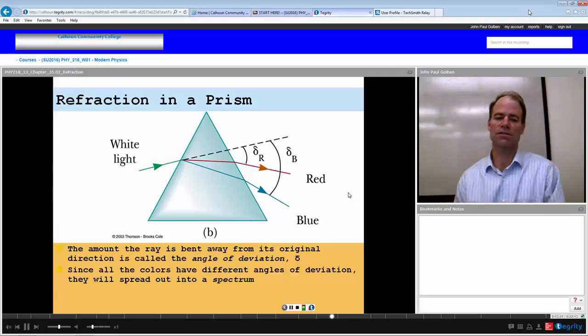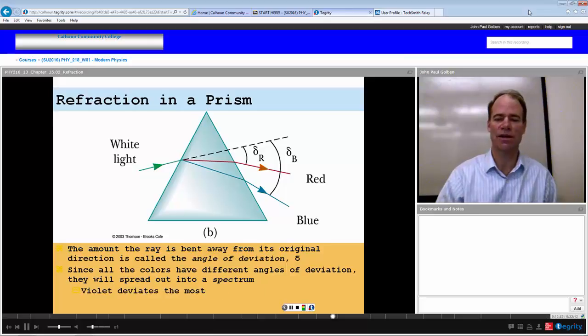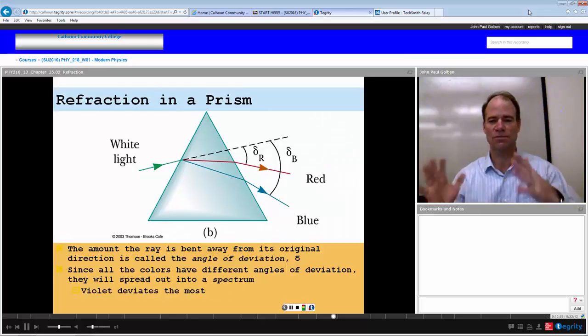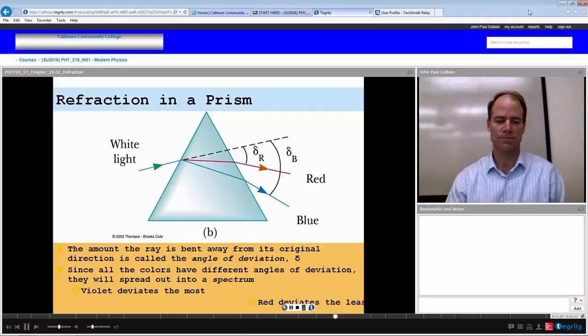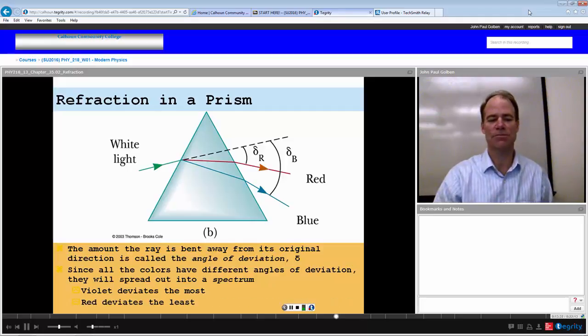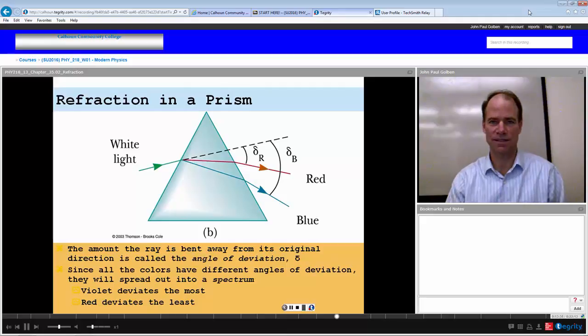Since all the colors have different angles of deviation, they'll spread out into a spectrum, and the prism will divide the white light into the spectrum of colors. Violet would deviate the most, red would deviate the least.